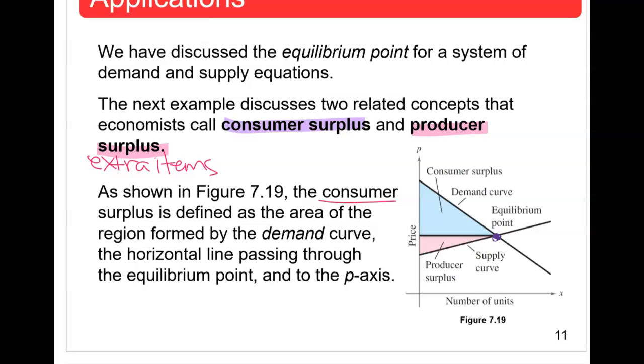So, for example, here we have demand is a line. I know they're calling it a curve, but we just use that word in general. So the demand curve you see here is going to be this line. And then we have the supply curve.